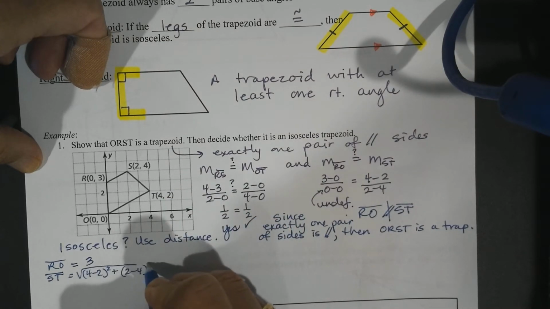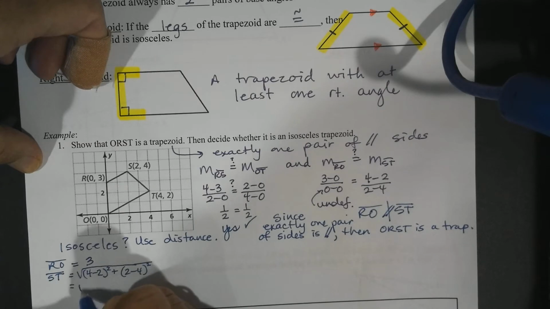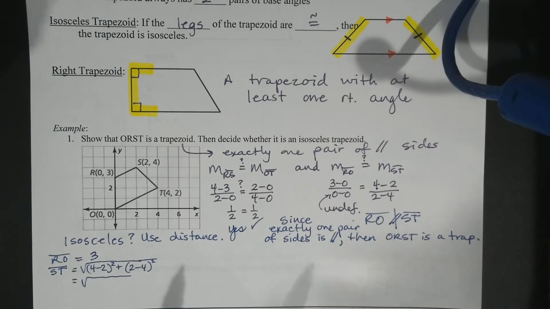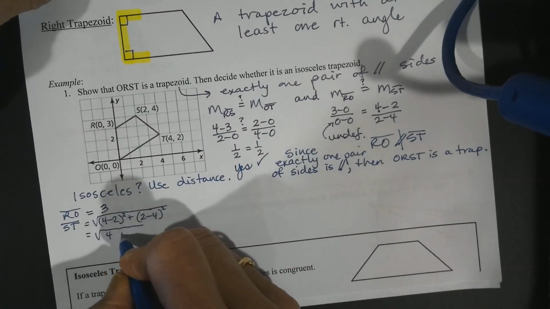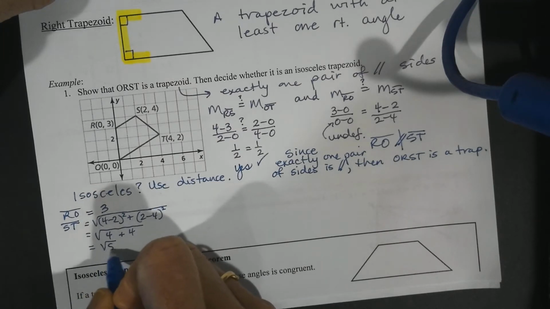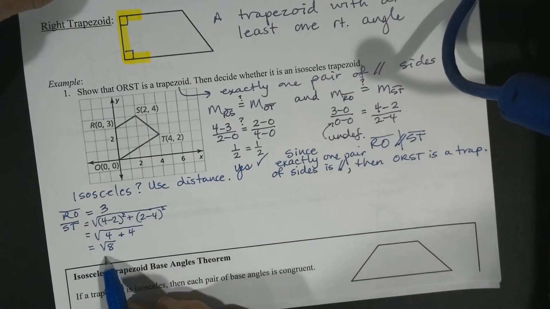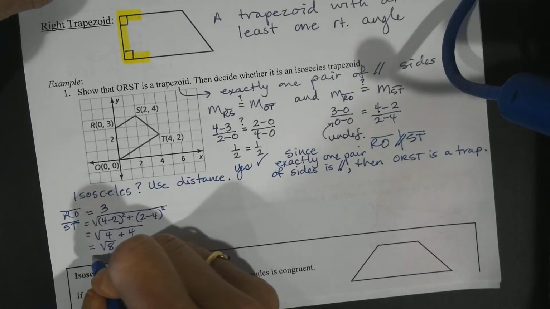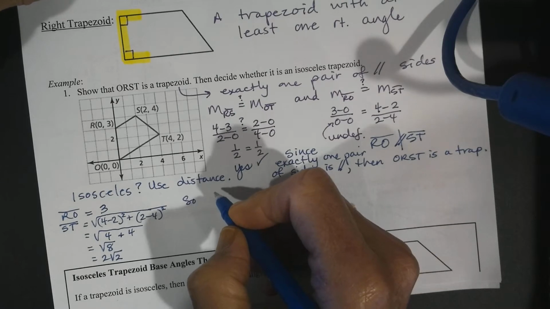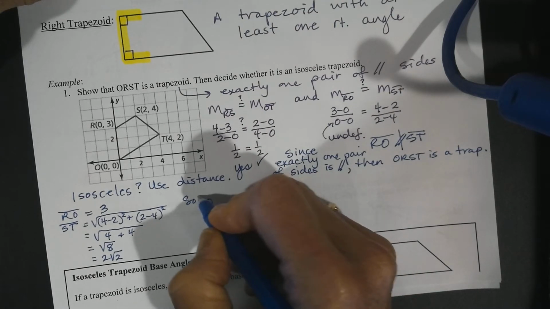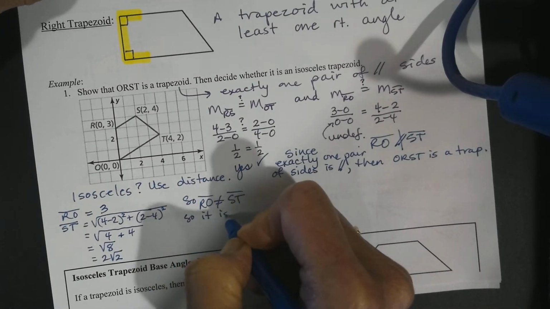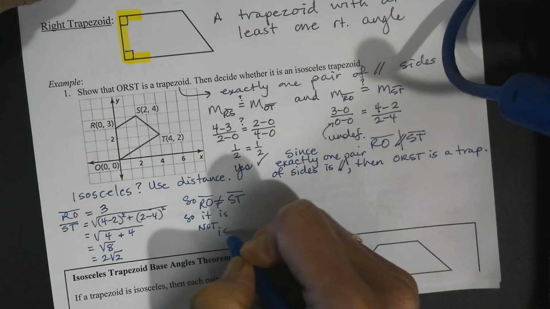It's 2 minus 4 squared. So that's going to be 4 minus 2 is 2. 2 squared is 4. Plus negative 2. Okay, so 3 is not the same as 2 root 2. So you can say that, well, RO is not equal to ST, so it is not isosceles.